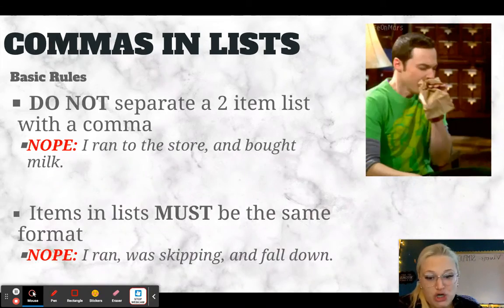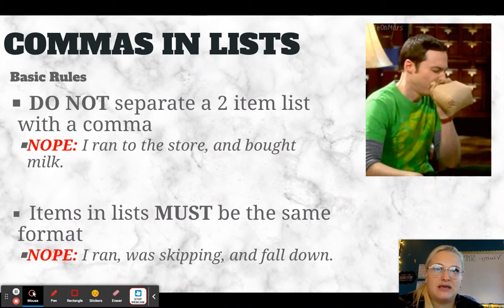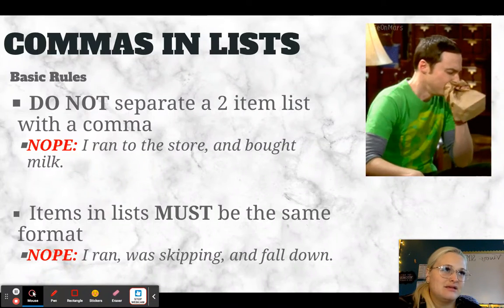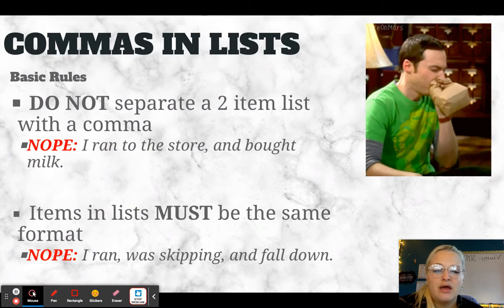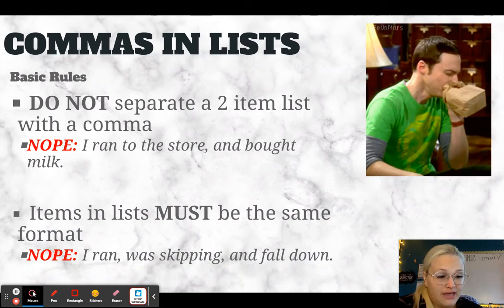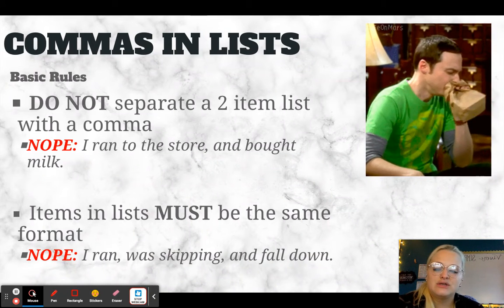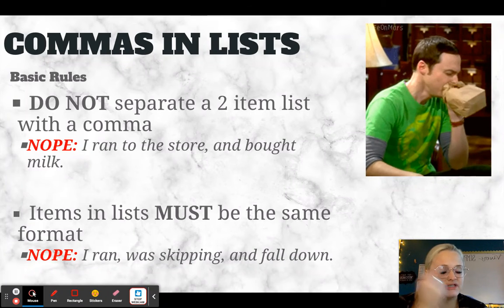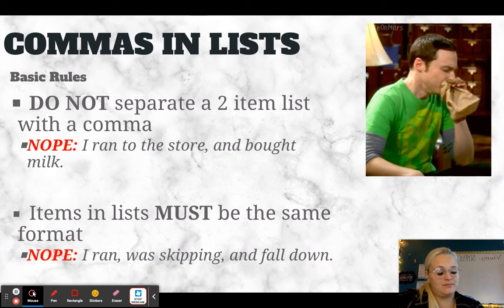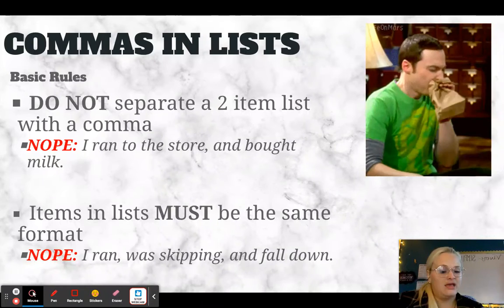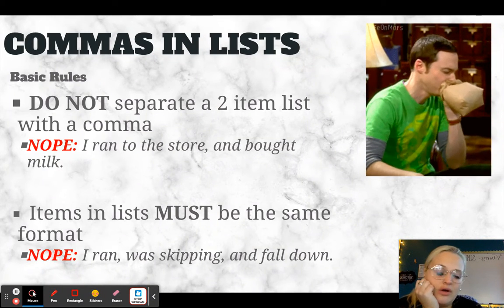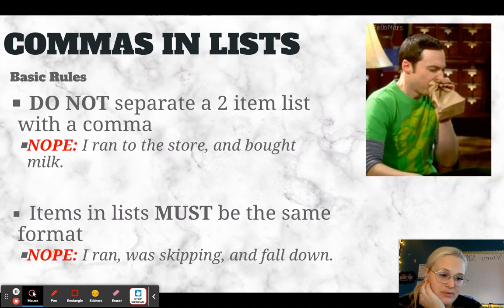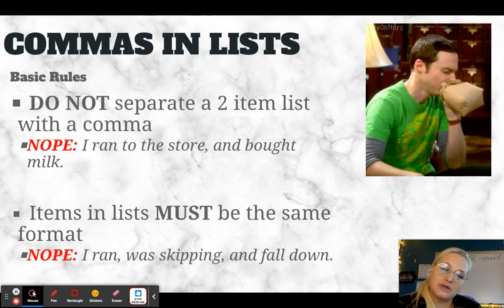Parallel structure means that it has to be in the same tense as everything else in the list. So "I ran, was skipping, and fall down." That doesn't make sense, right? So "I ran," think about what type of tense that is, "was skipping," past, right? And "fall down." So those are all in different tenses. Even though it's a list, it has to be the same. That's what parallel structure is.